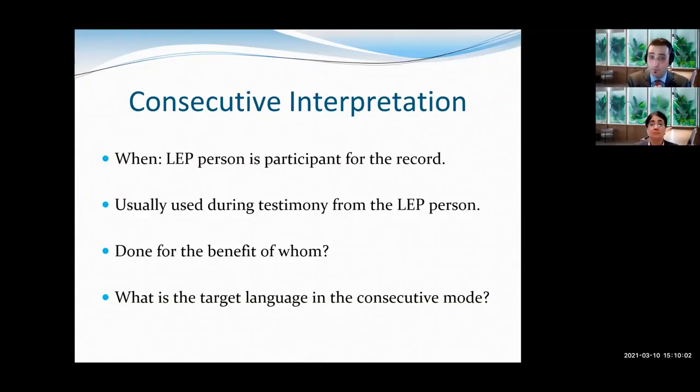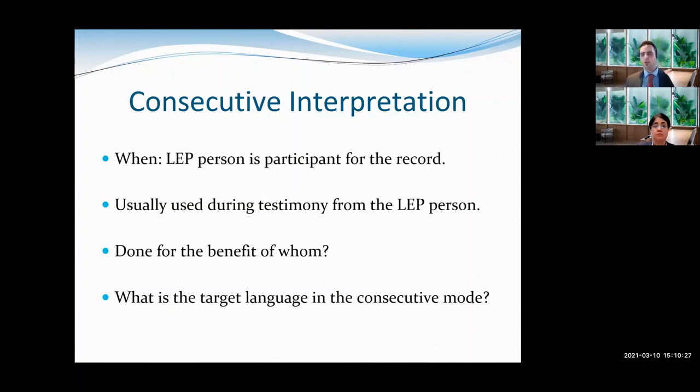But then when they have to speak for the record, we shift back into consecutive until we're back in monologue mode. Sometimes it's very dynamic. We'll go from simul to consecutive very quickly. Sometimes it's very clear that we're going to do consecutive for a while, and sometimes it's not. But anytime that LEP is speaking for the record, it should be in consecutive. Usually that means it's testimony from an LEP person. Could be the defendant, could be a witness. There's some type of testimony that happens.